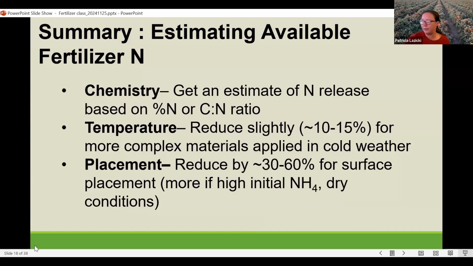So putting it all together, if you want to make an estimate for an unknown material, first the chemistry: get an estimate of the N release under optimal conditions based on the %N or the C to N ratio. To take into account temperature, you can reduce slightly if you have more complex materials being applied in cold weather. And then for placement, if you know it's going to be on the surface, again, these are very much estimates, we can say reduce by about 30 to 60%, and more on the higher end if it has a high initial ammonium content and it's under dry conditions.